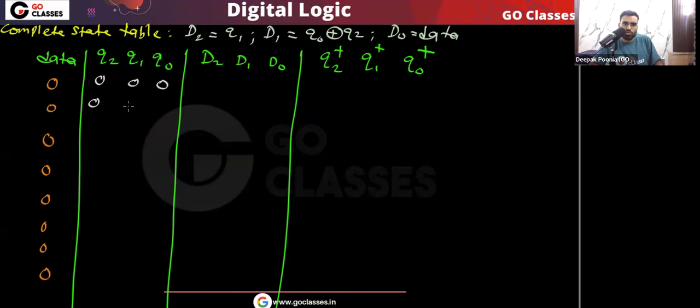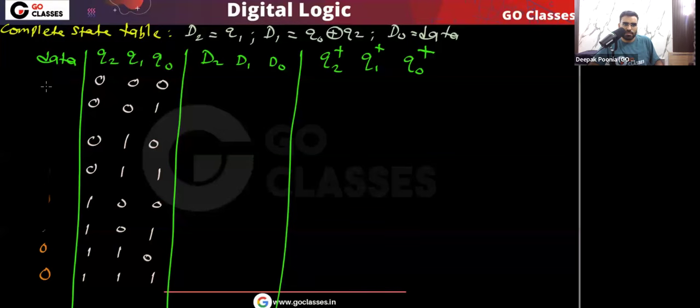And then you can see 0 0 0, 0 0 1, 0 1 0, 0 1 1, 1 0 0, 1 0 1, 1 1 0, 1 1 1. The same thing here also, with data 1 1 1 1 1 1 1 1. Okay, that's it. So you can notice that there are total 16 combinations. These are the 8 combinations where data equal to 0, and these are the 8 combinations where data equal to 1.